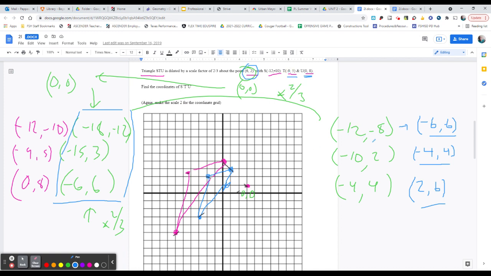So what we did is we plotted the new pretend points: -12, -8, which was here, and -10, 2, which was here, and -4, 4, which is here, from 0, 0. We're still in pretendville here. Then once we plotted those points, we go back to our real origin, which is here, and said, okay, this point is at -6, -6, and this point's at -4, 4, and that point's at 2, 6. So those are our final answers. That's the second problem on 2I.